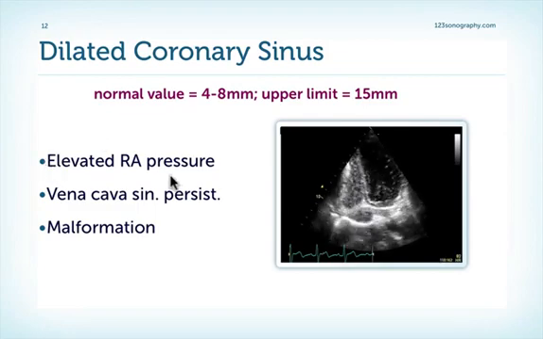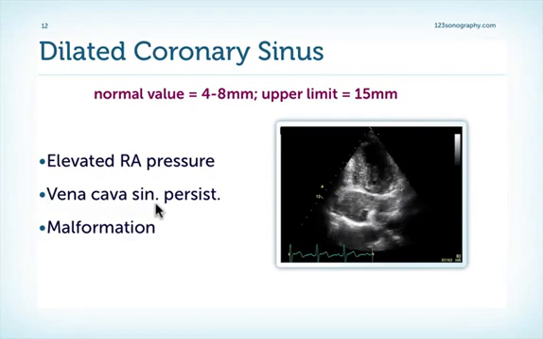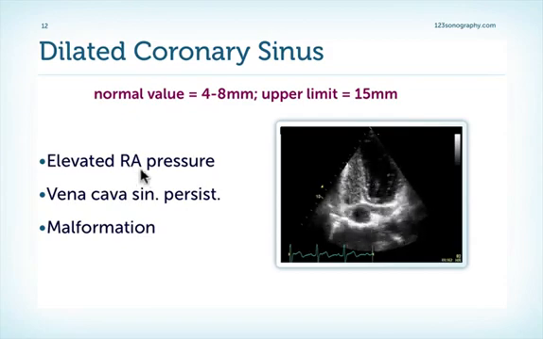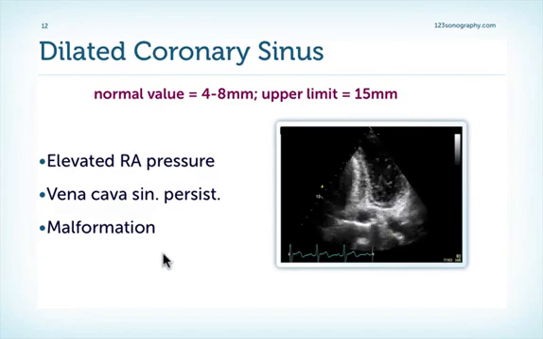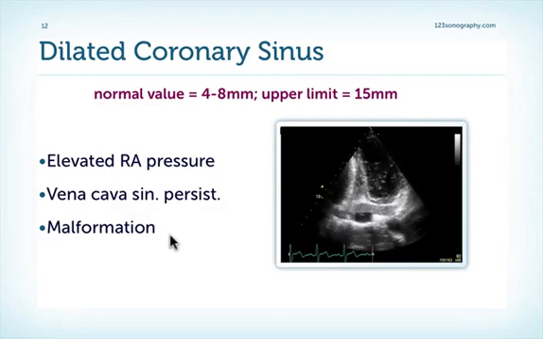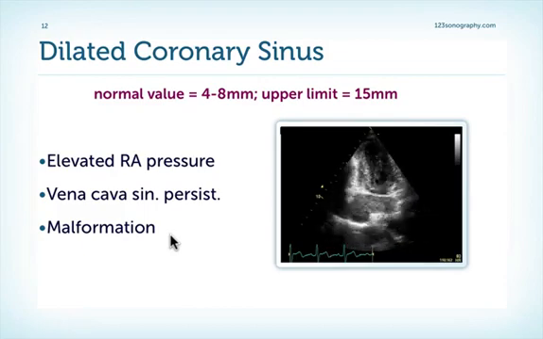What are the reasons for a dilated coronary sinus? We already talked about the vena cava persistence sinistra. Other reasons include an elevated right atrial pressure. Usually you will have a dilated coronary sinus in its portions where it enters the right atrium. And there are, rarely, but there are malformations of the coronary sinus which can also cause dilatation or even an aneurysm.